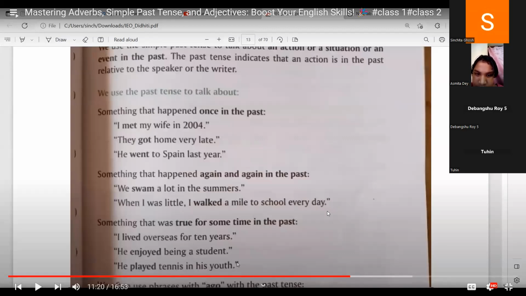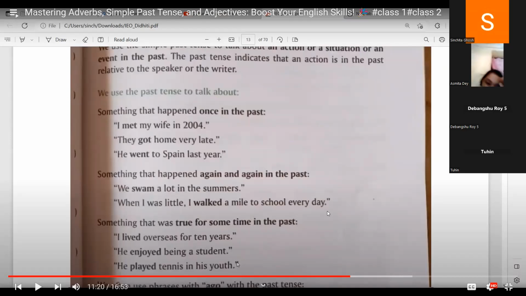What is the main difference between simple past tense and simple continuous tense? Simple continuous tense always happens in the present, like it is still continuing. It started in the past, but it is still continuing. And what is the simple past tense? It has started and it has already ended in the past. The activity is not still continuing.